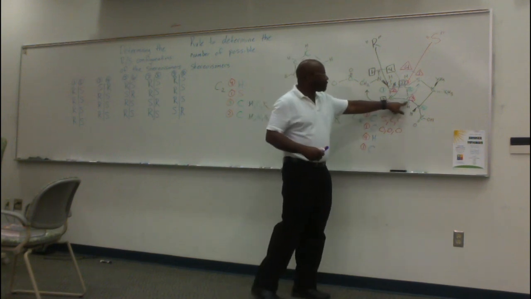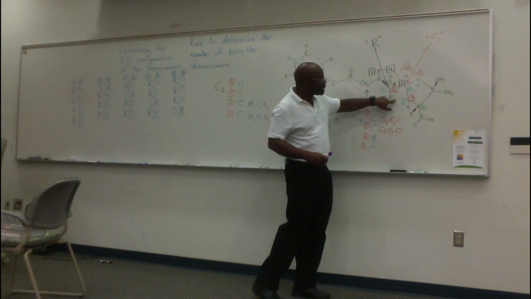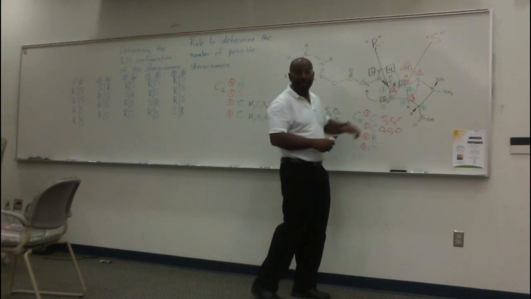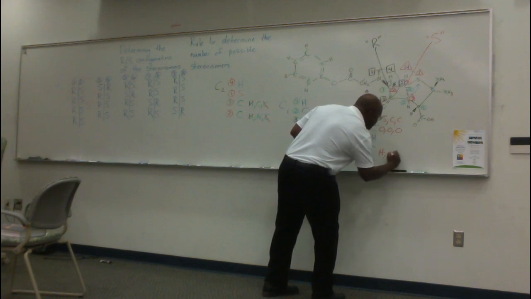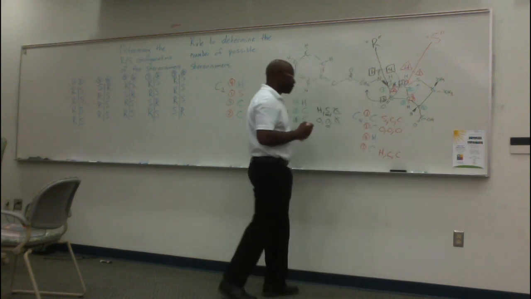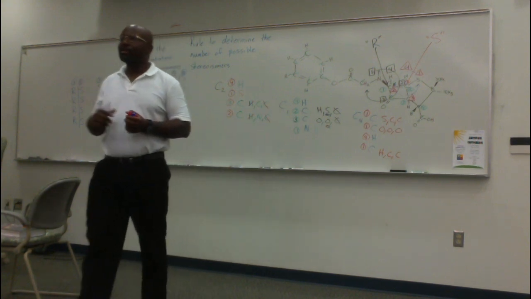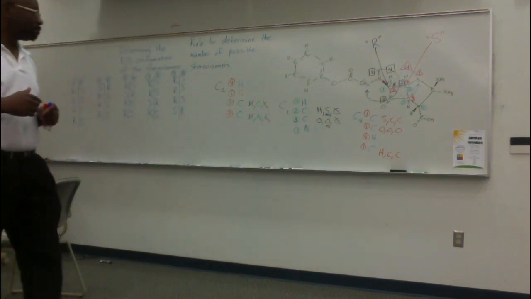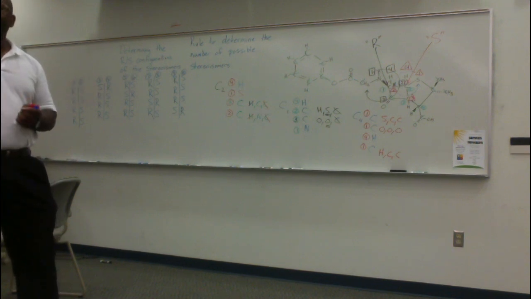Next, I'm going to look at this carbon atom here. How many atoms are attached to this carbon atom? 3. We have an H, a C, and a C. H, a C, and a C. Are there any atoms common to all 3 groups? No. There are no atoms common to all 3 groups.